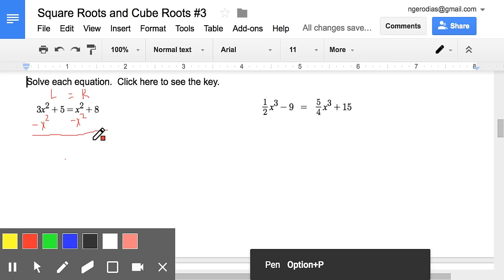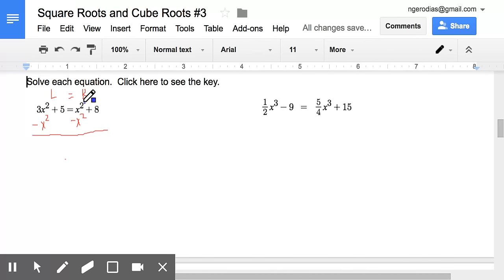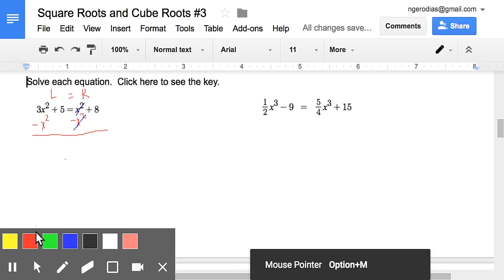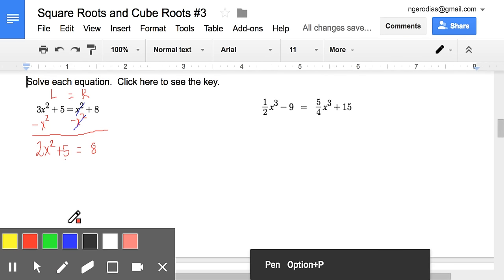So now we know that this gets cancelled here. x squared minus x squared is 0. And therefore, when we simplify, we'll have here 2x squared plus 5 equals 8. Now we notice that there's no more x squared on the right side, but on the left side we have 2x squared plus 5. So the constant and the x squared are still on the same side.